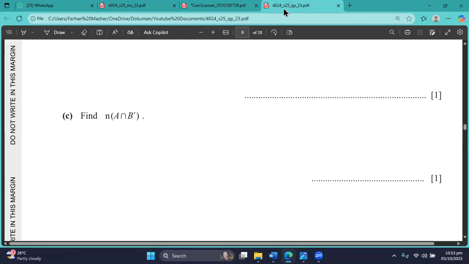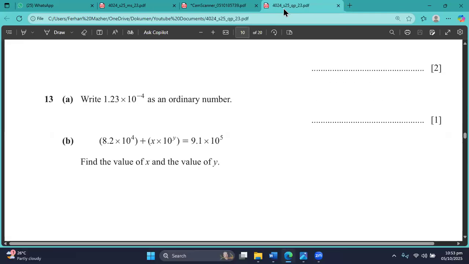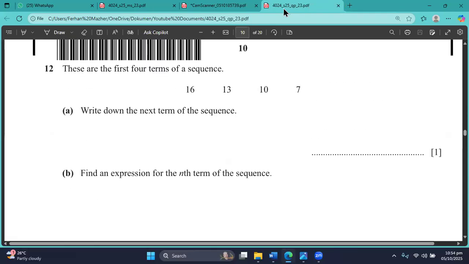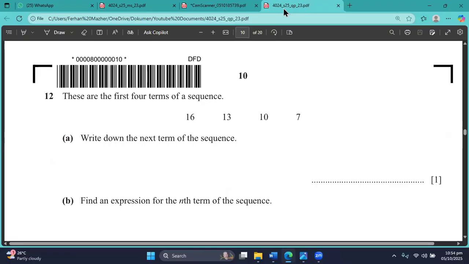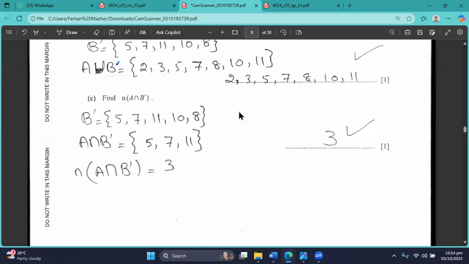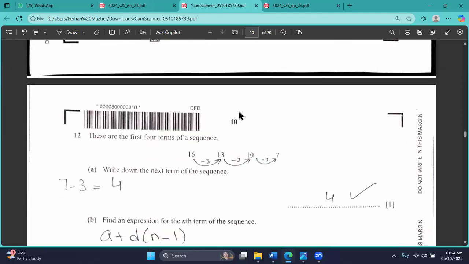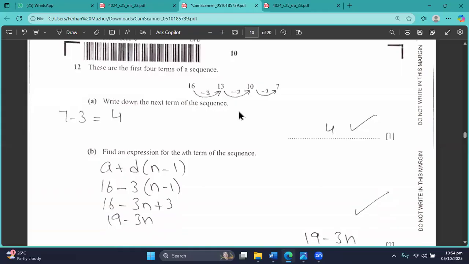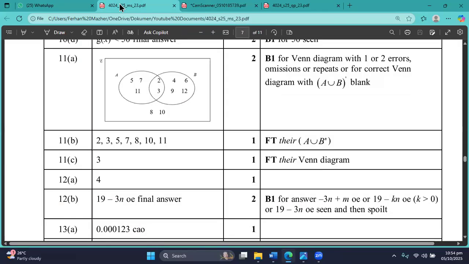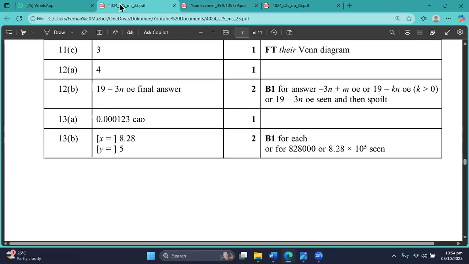Then we have the next part, and the next part is question number 12. These are the first 4 terms of a sequence: 16, 13, 10, and 7. Write down the next term of the sequence. Here, the difference is 3. Again, the difference is 3. Again, the difference of 3. So the next term will be 4.